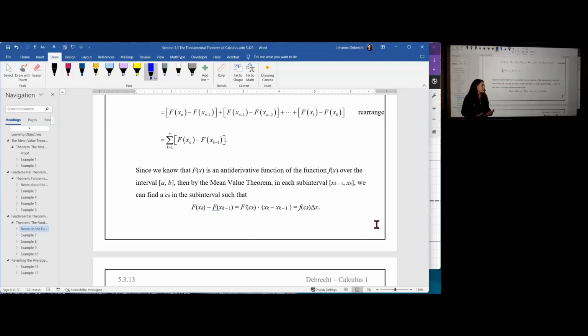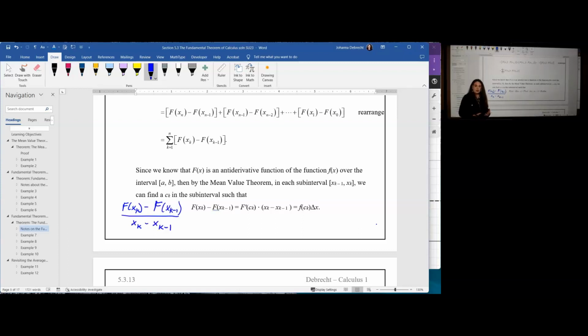In that case, then in each subinterval, there must be a point where the slope of the secant line is equal to the slope of the tangent line. Remember again that when we write something like this, we are computing the slope of the secant line.